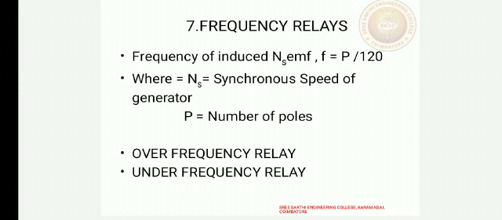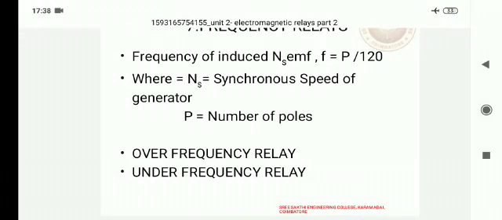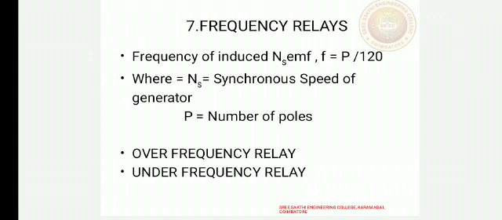If frequency increases, then there is unbalance in the impedances and a torque, say clockwise in nature, is exerted on the rotor. This operates the relay if frequency increases beyond the setting. This is the over frequency relay. If frequency decreases, then again there is unbalance in the impedances, but now the torque exerted on the rotor is anti-clockwise. This operates the relay if frequency decreases beyond the setting. This is the under frequency relay.